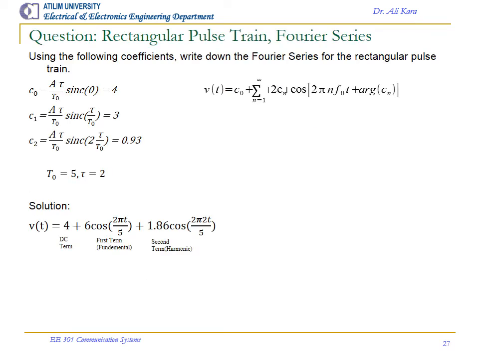Question: rectangular pulse train Fourier series. Using the following coefficients, write down the Fourier series for the rectangular pulse train.